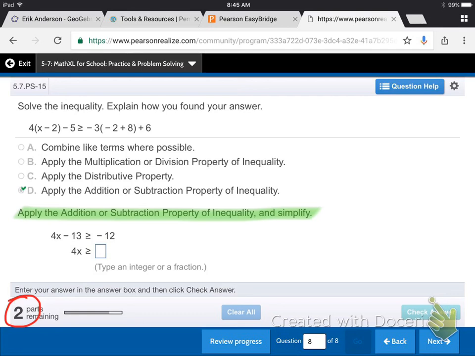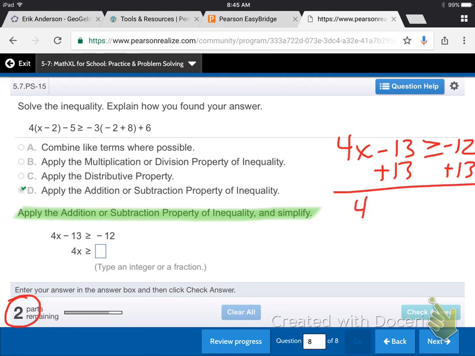So we're going to take 4x minus 13 is greater than or equal to negative 12, and we're going to add 13 to both sides. And we're going to bring down our 4x, and that cancels to 0. Greater than or equal to 13 minus 12 is 1. Okay, so now we know what to write down right there.